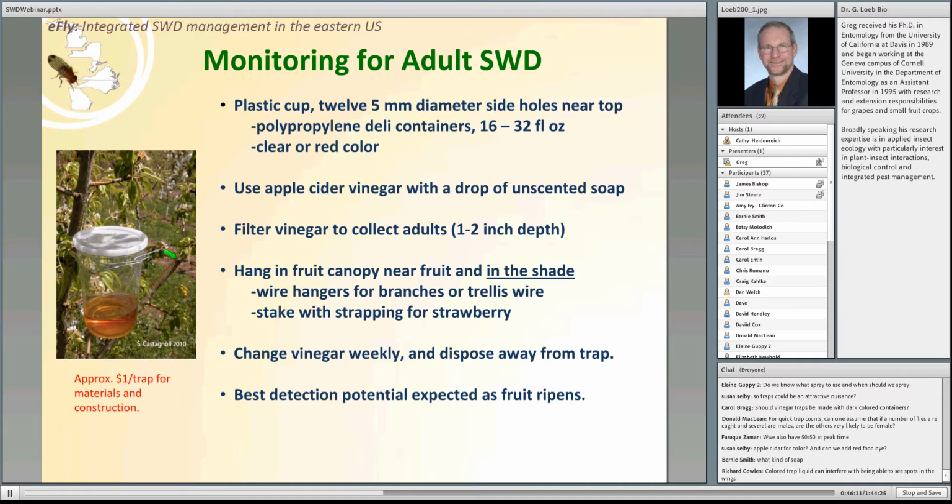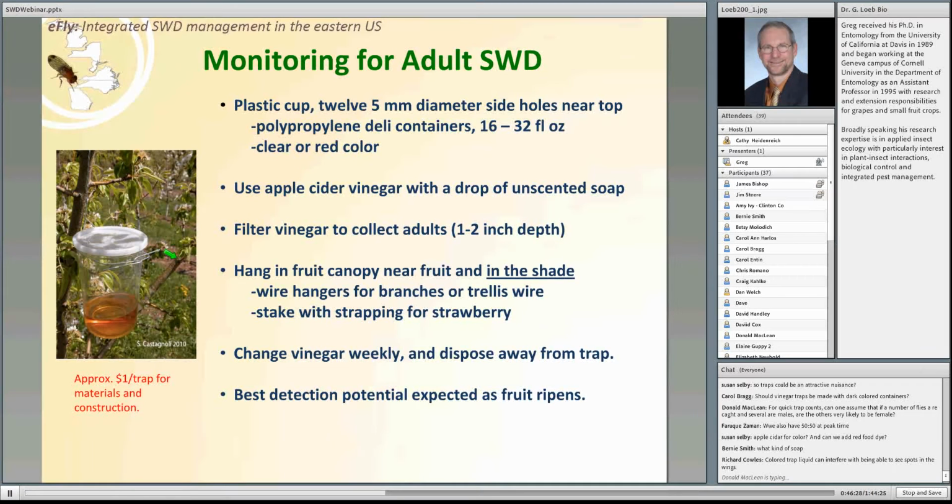It's unclear whether, if you threw out the vinegar nearby, it would become a source of attraction to the flies so they would no longer be attracted to the trap. That's the reason to discard it away from where you're trying to monitor. Whether that's actually been tested or not, I'm not sure, but it seems like a reasonable precaution to take.